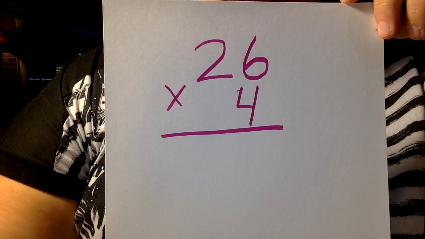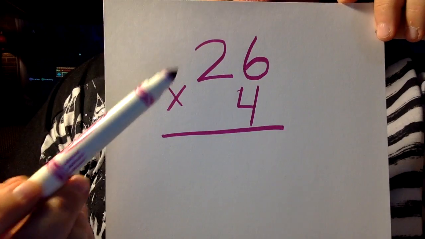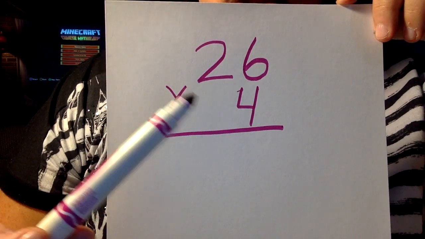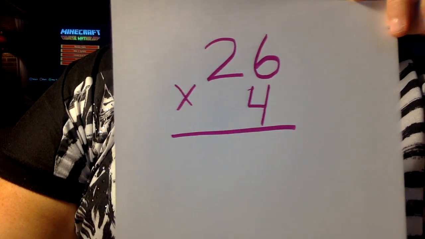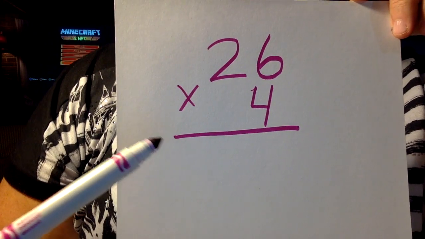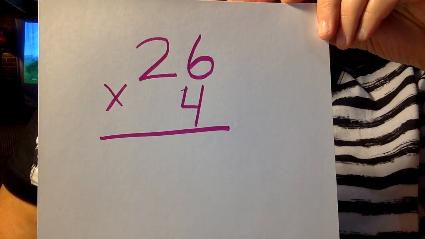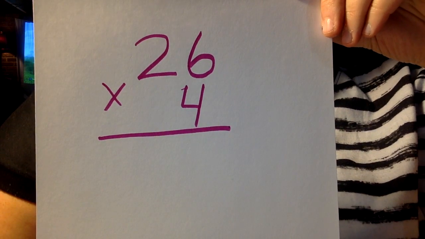And it's really great because we're going to use the distributive property. We are going to break apart big numbers so that our math problems can be a lot easier. All right? Okay, let's start. 26 times 4. I can't skip count by 26. I can't skip count by 4 this much. I need a different method.